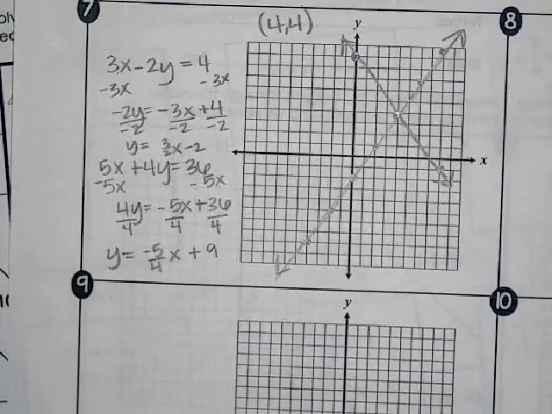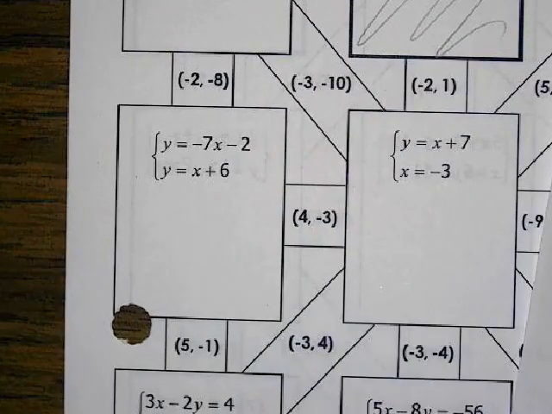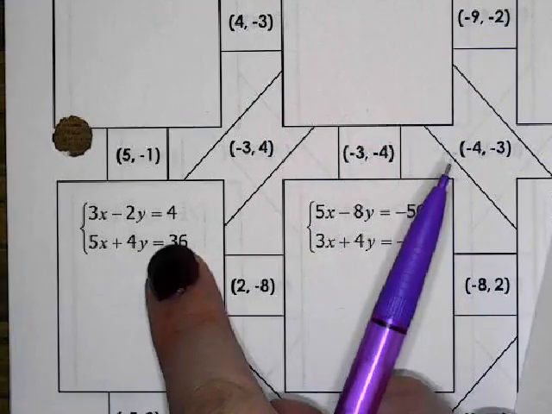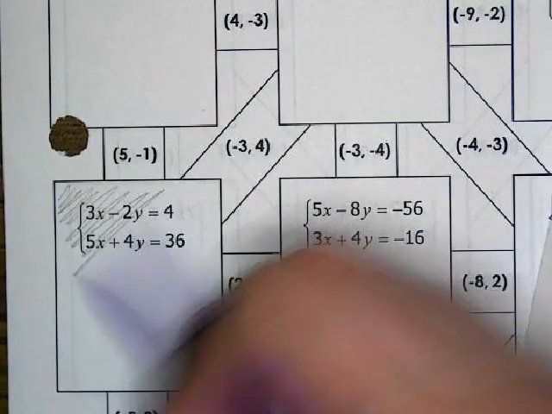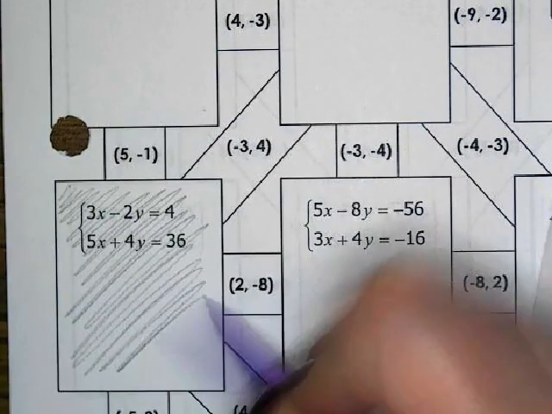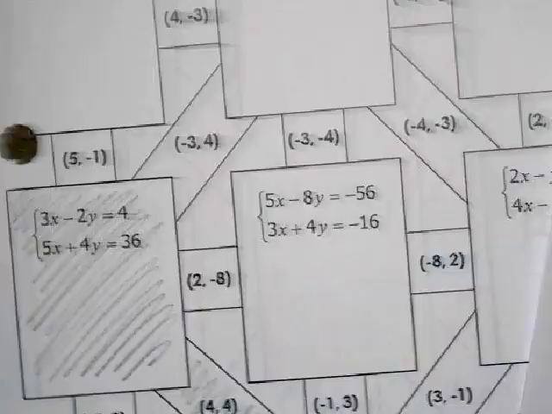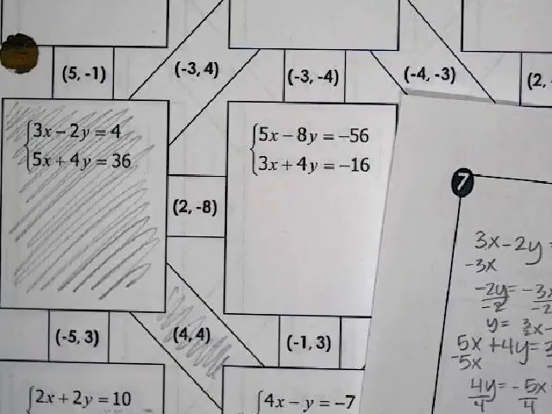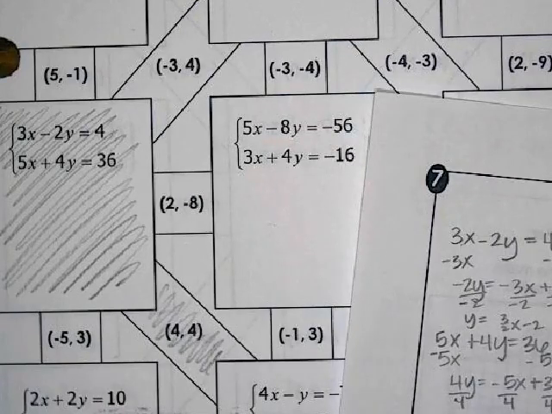So if you look on your maze, this is the problem. Oops, there it is. This is the problem we just did. It's right by the hole punch. And there, 4, 4. Okay. Were those two enough to jog your memory on how we graph straight lines? We remember how to do that?